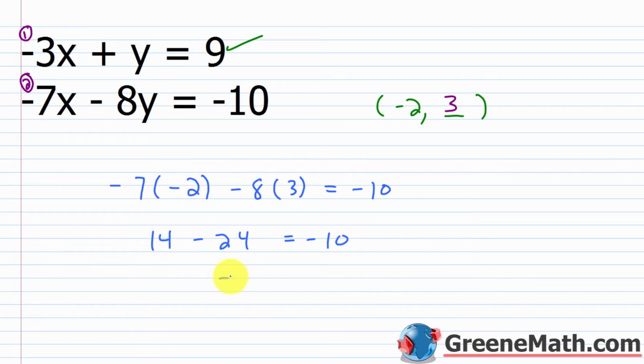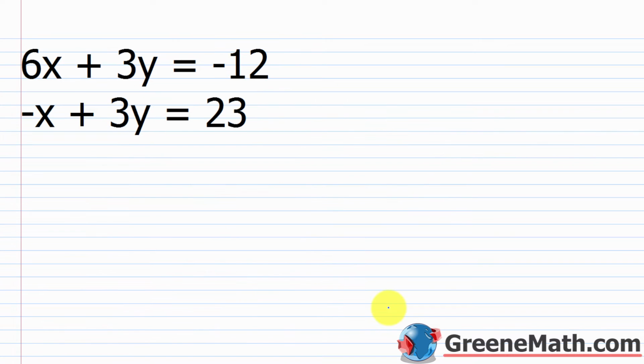14 minus 24 is negative 10. So you get negative 10 equals negative 10. So you can check this one off as well. So the ordered pair negative 2 comma 3, or an x value of negative 2, a y value of 3, is the verified solution for this system. All right, let's take a look at another one.